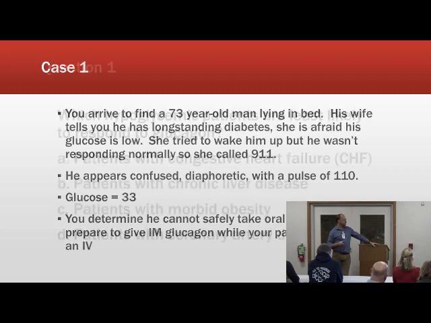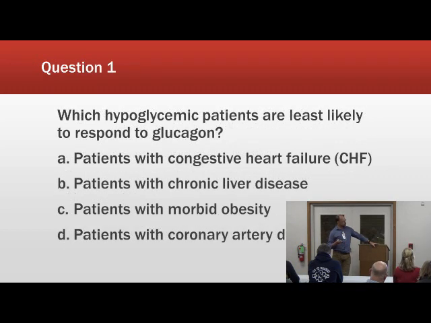Okay. So this one, though, pretty reasonable. Which hypoglycemic patients are least likely to respond to glucagon? We'll come around and look at these questions at the end. Okay, but just food for thought. So patients with CHF, liver disease, obesity, coronary disease. If you're already looking at a patient, you might be thinking, boy, I don't know if glucagon's going to work, right? And those are some of the clues.